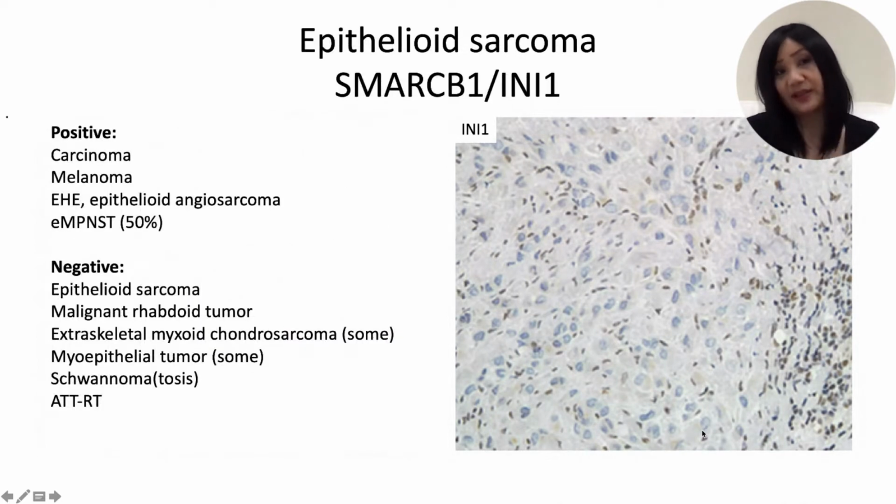And just for us to note the tumours in the principal differential diagnosis. So carcinomas, other than a very small subset of large cell carcinomas, are typically positive in nuclei for SMARCB1, INI1. Melanomas are invariably positive. Other epithelioid neoplasms which can express keratin in the differential diagnosis, such as EHE and epithelioid angiosarcoma, are also positive for INI1.